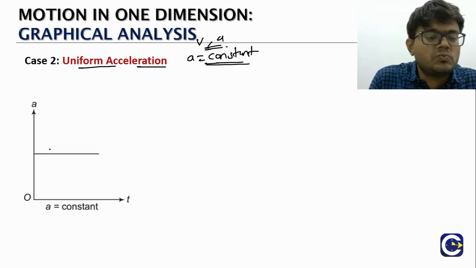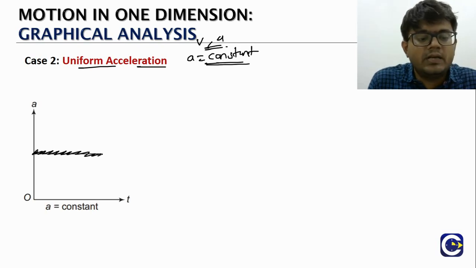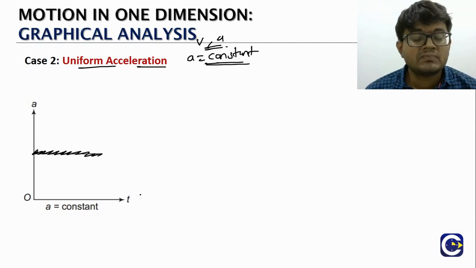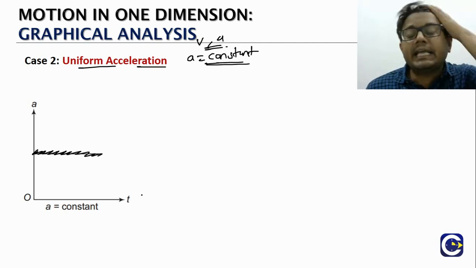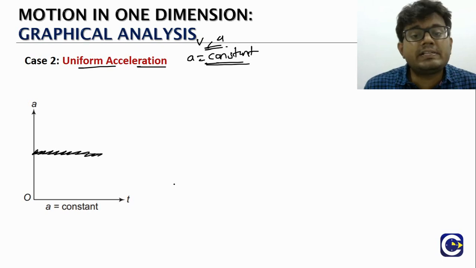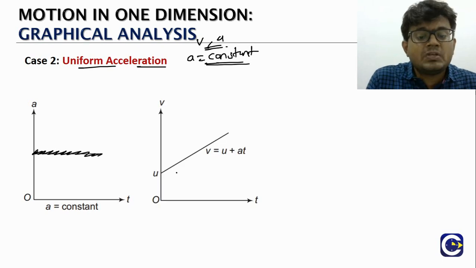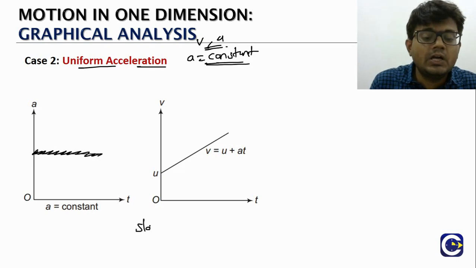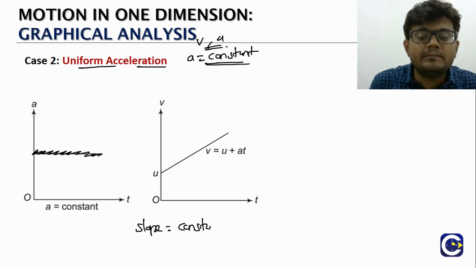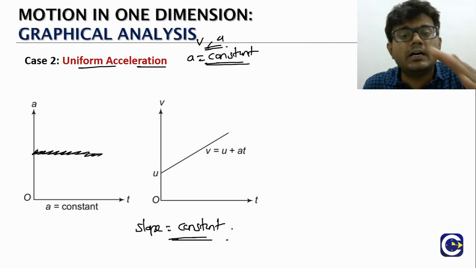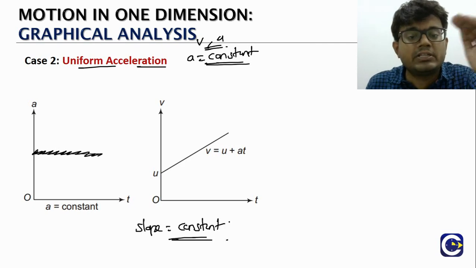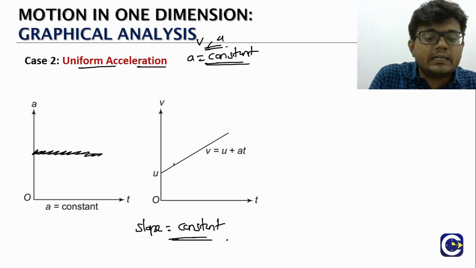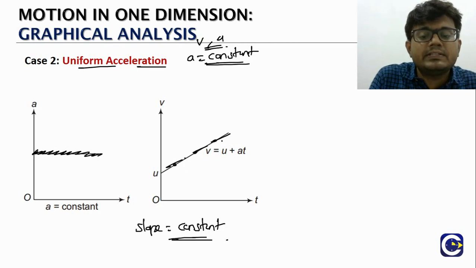So for uniform acceleration, the acceleration will be a constant value. It will be a straight line parallel to the x-axis. What about the velocity-time graph? The slope of the velocity-time graph is acceleration. Since the slope has to be constant, wherever you draw the tangent to the velocity-time curve, the slope of the tangent must always be constant. So that graph will end up being a straight line.